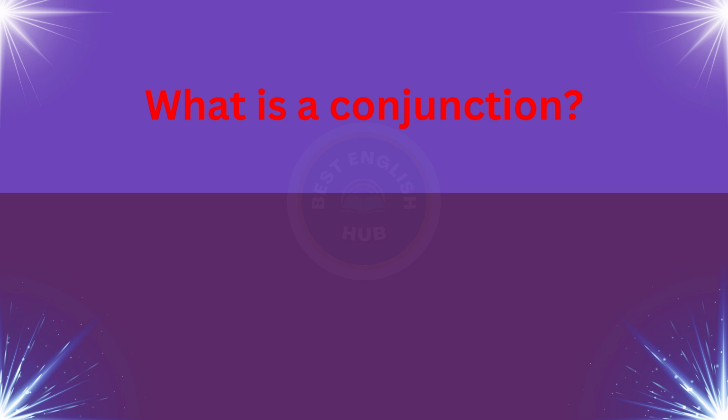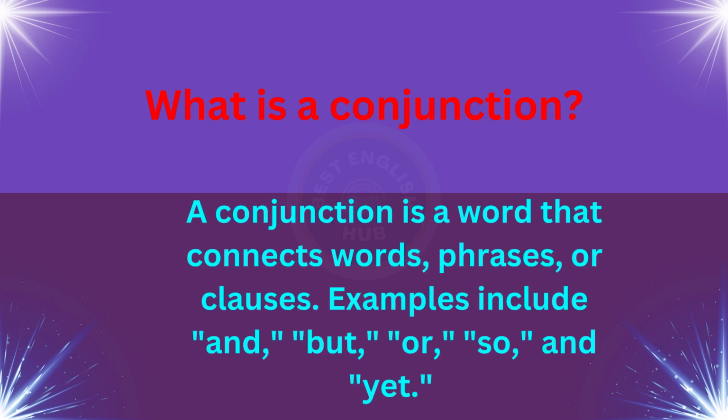What is a conjunction? A conjunction is a word that connects words, phrases, or clauses. Examples include and, but, or, so, and yet.